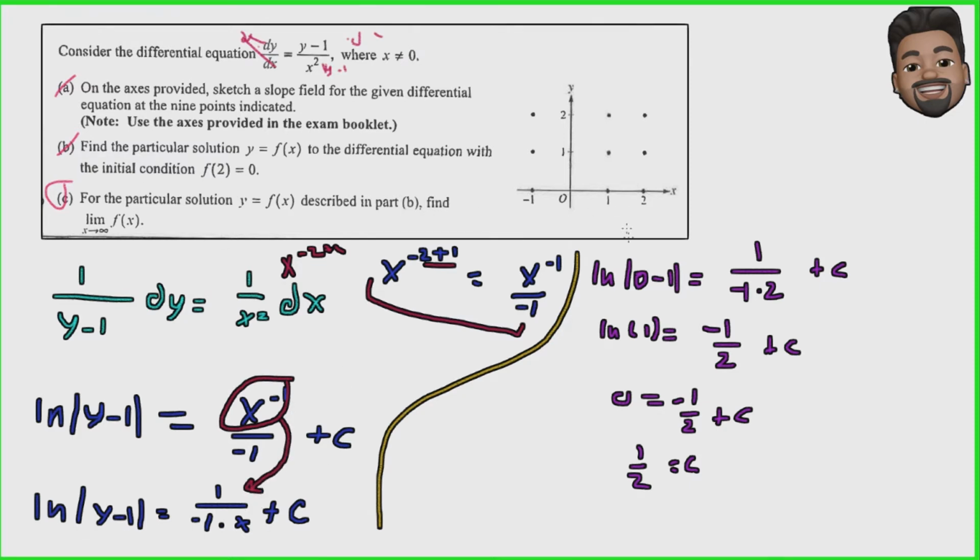I plugged in my values, 0 for the y value, 2 for the x value. So we get ln of the absolute value of 0 minus 1. This would be negative 1. Absolute value of negative 1 is 1. ln of 1 is 0. And I plug these in, we get negative 1. We're going to add 1/2 to both sides, and we get c is equal to 1/2.